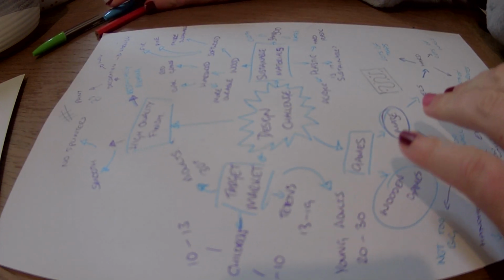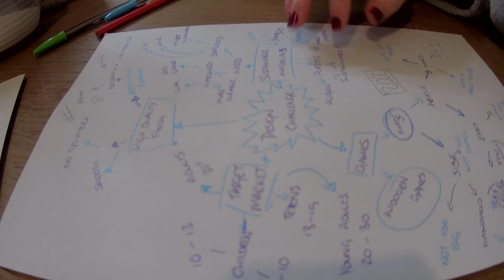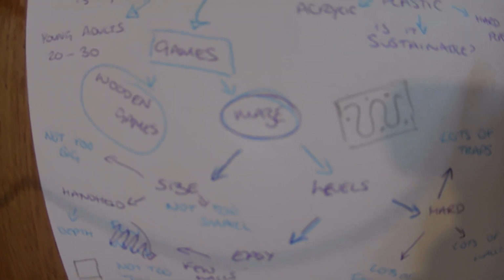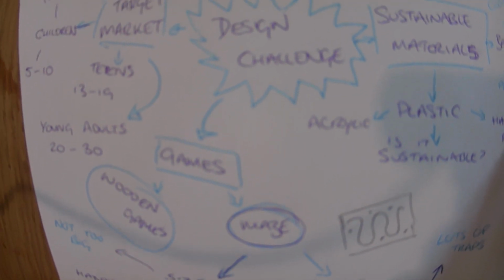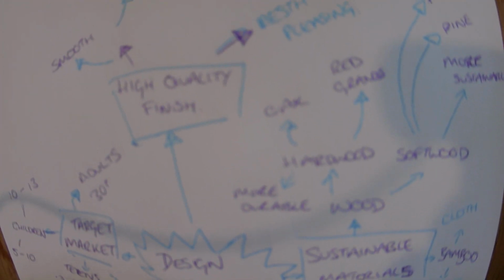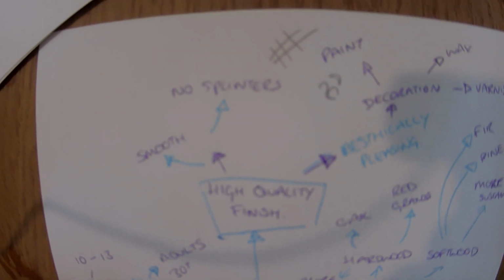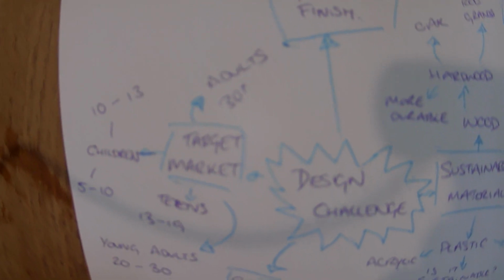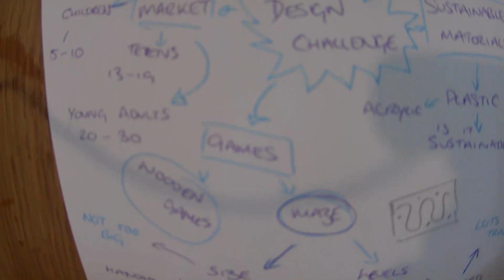Now I'm just going to quickly do the webcam over this document so you can see how I've laid it out, but this will be on the next slide as a picture anyway. Remember, the keywords that you need to include are high quality finish, sustainable materials, games, and your target market. I want you to explore these in depth. You don't have to explore everything in depth, but at least one point from each keyword needs to be explored in depth.